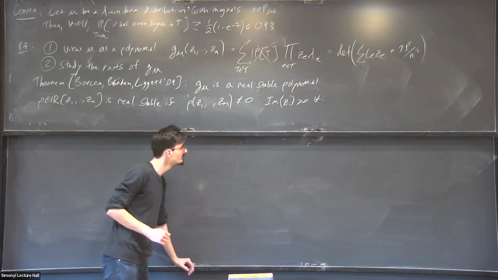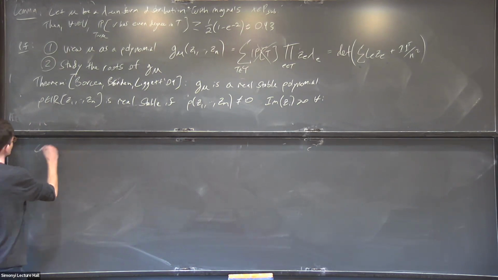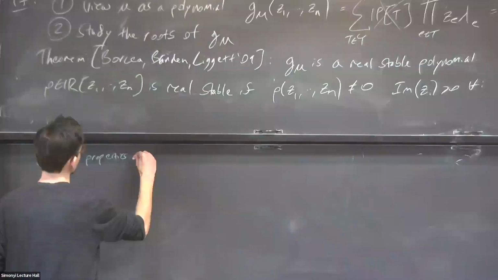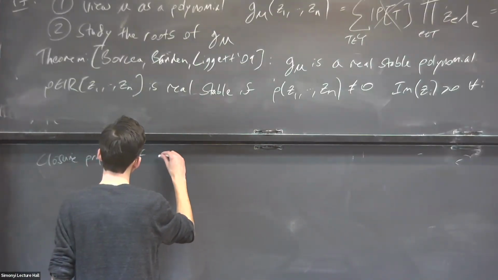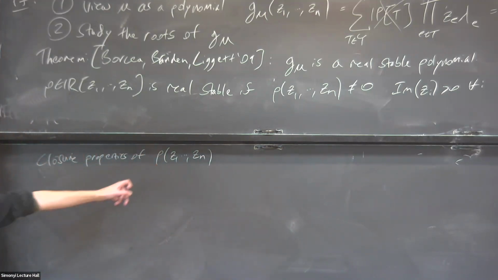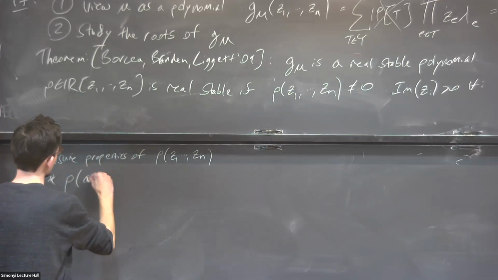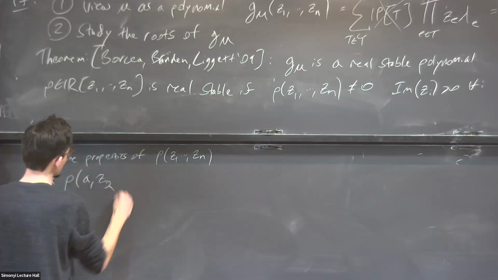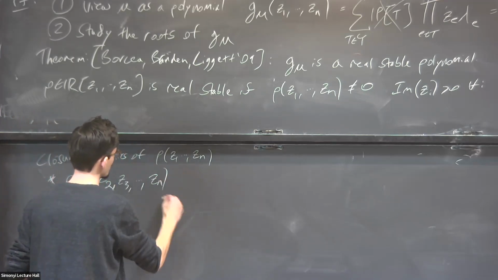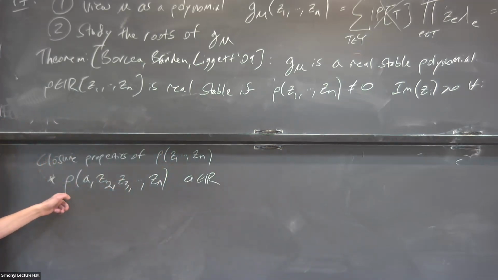And actually, they also proved some other things in this paper. They proved some closure properties of real stable polynomials. So let's say we start with a real stable polynomial P. They proved that if I replace any of the variables with a real number, then this polynomial is also real stable.